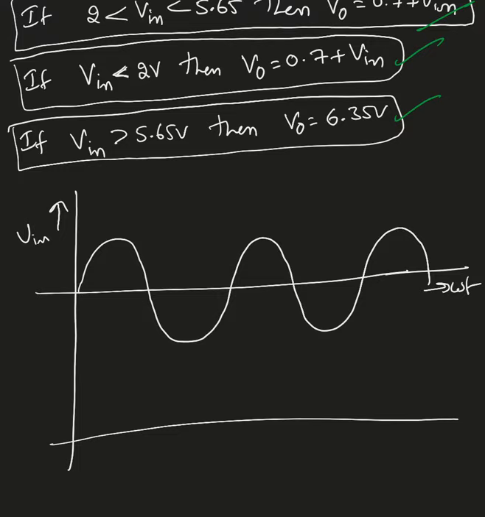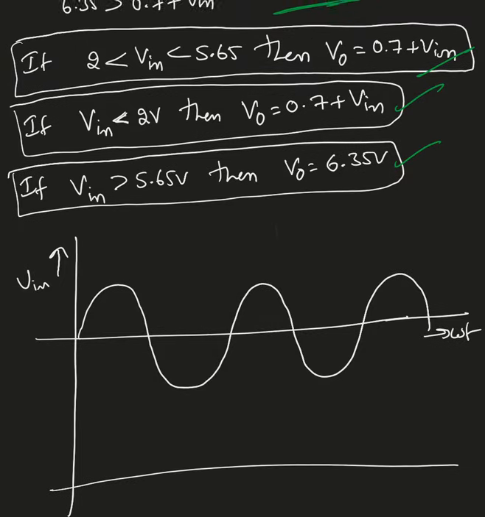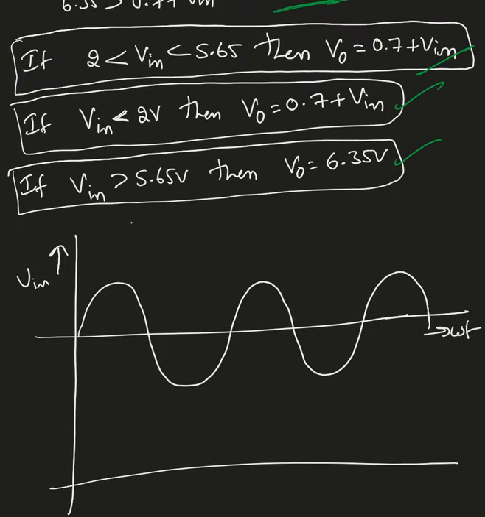Now you can clearly see my input is 0. So here is my input, actually right here. So if Vn is less than 2, V0 equals 0.7 plus Vn. So if Vn equals 0, my output is equal to 0.7. So my output is going to start at 0.7. So follow the input. When my input reaches 5.65, my output is going to be clipped at 6.35. So this is 6.35.